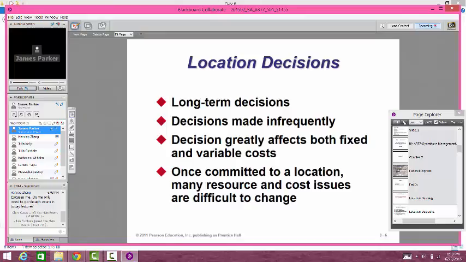Fixed and variable costs are going to change significantly just because they vary by the area. And then once you make it, again, it all gets back to being a long-term decision.